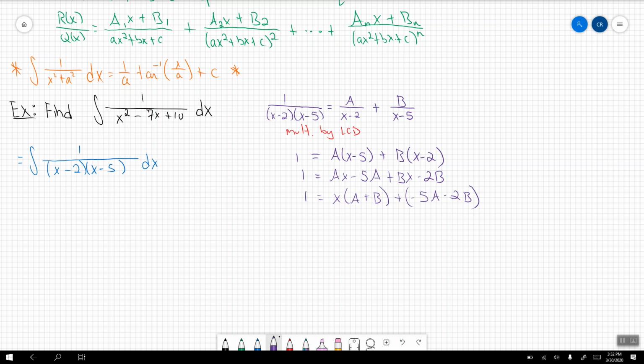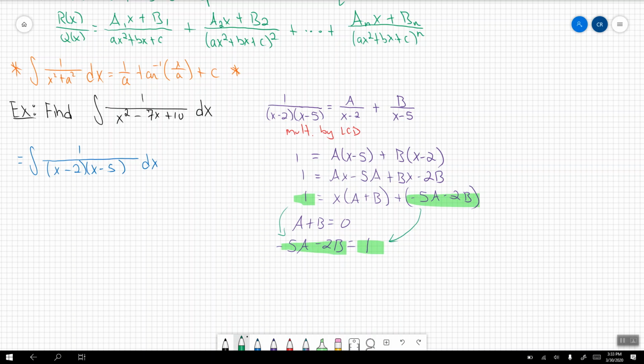Now we're going to start comparing the left side to the right side. On the left-hand side of this equation, do we have any variables of x? Just by looking at it, no, we do not. So this tells us that a plus b must be equal to 0, because we have no x's on the left-hand side. Now the right-hand side, we do have a constant, and it must be equal to the constant on the left. Which means that we get negative 5a minus 2b equal to 1. That was that piece, and that was that piece, or vice versa.